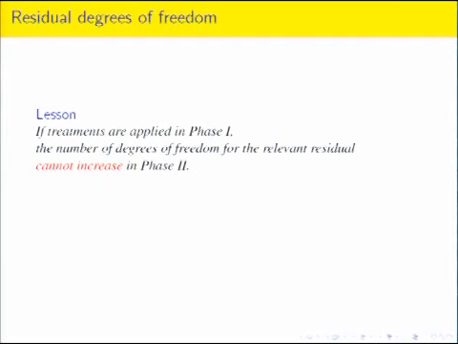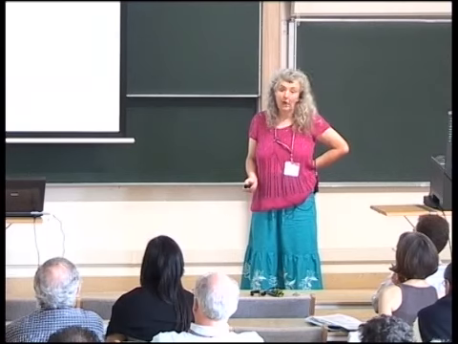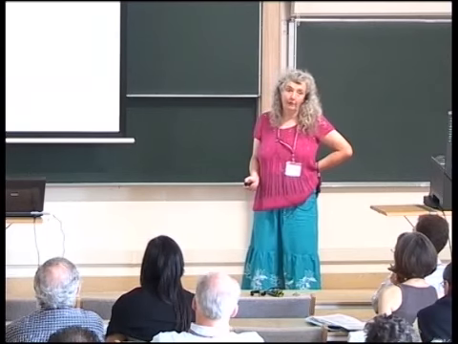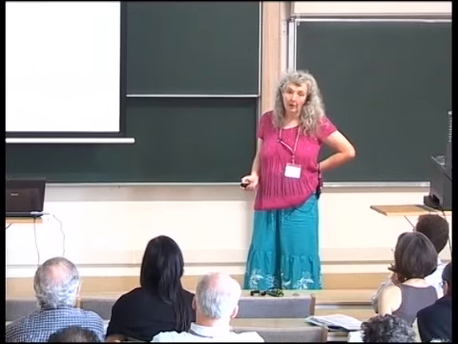So I'm sorry if this sounds a bit too schoolmistressy. I couldn't think of a better word than lesson for this. But this is really, as I say, T.B. Bailey's lesson. If you apply some treatments in phase 1, the number of degrees of freedom for the relevant residual can never be increased by what you do at phase 2. You can make it smaller. You can do some silly things and make it smaller. You can never increase it.